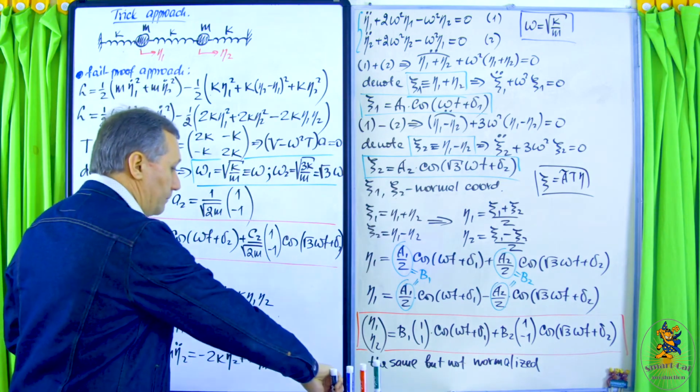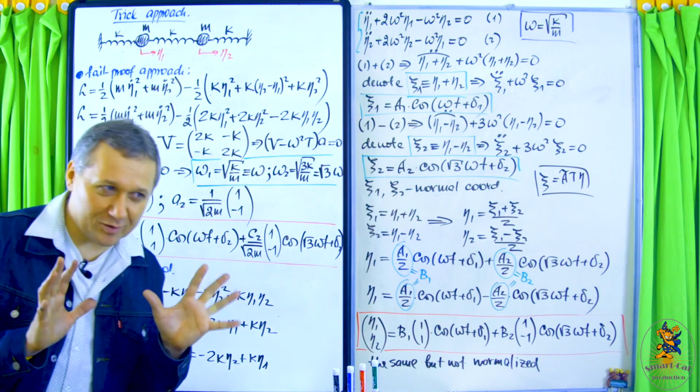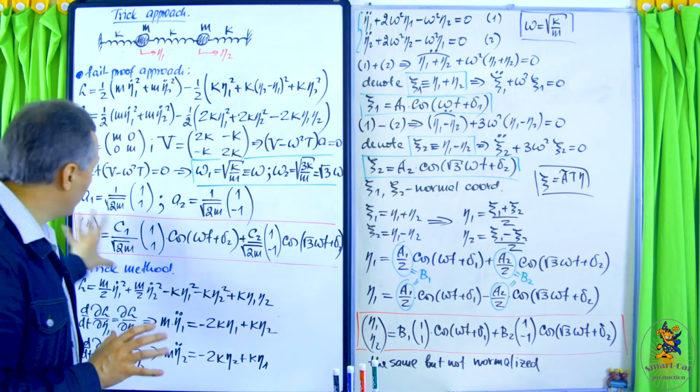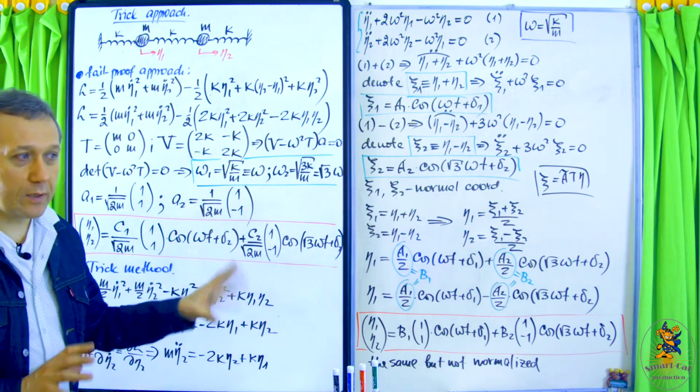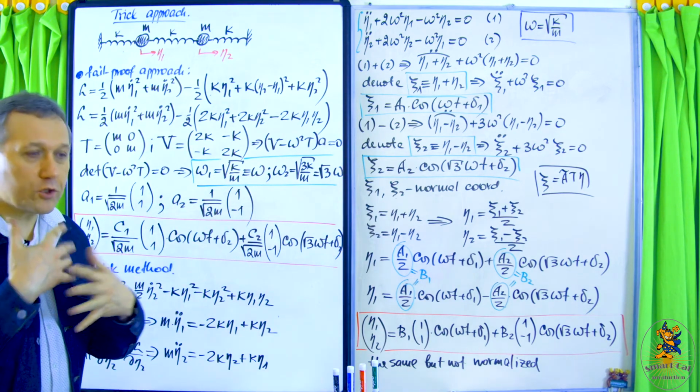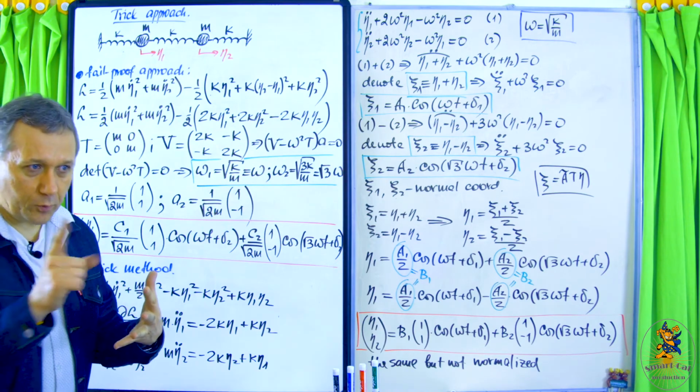But what if you don't want to go through all that mess of multiplying matrices, right? It can be reasonably easier sometimes, again, if the system is reasonably nice, by just looking at the general solution. You should be able to get the structure of normal coordinates. What do I mean by that?